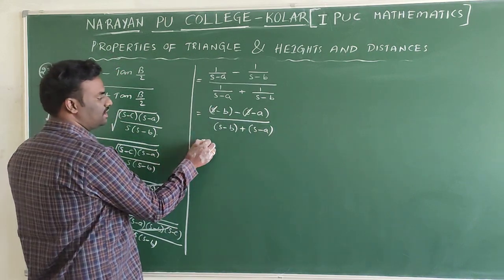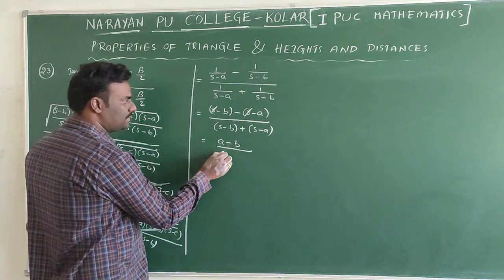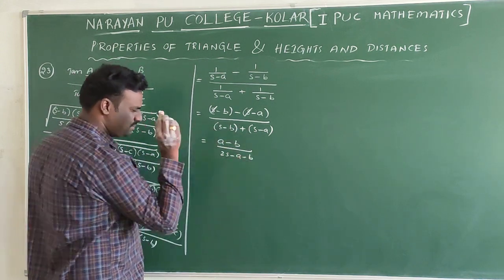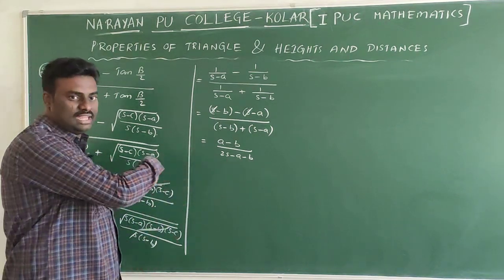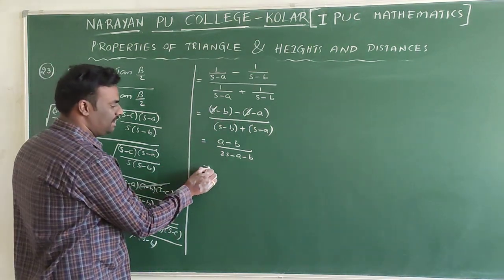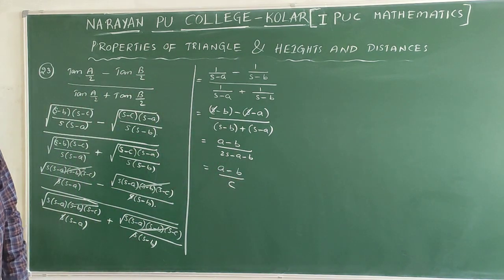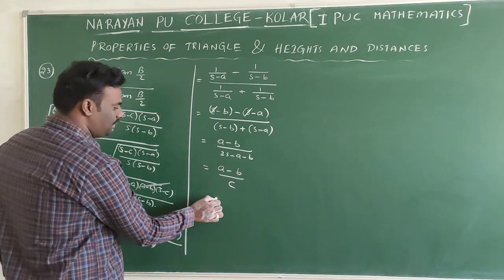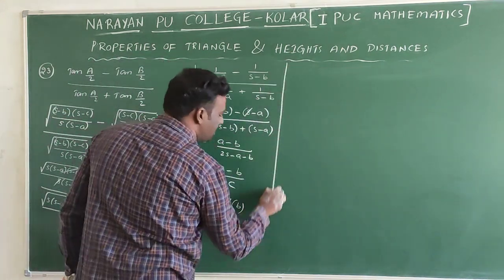So what will you get? A minus B. Here S plus S, 2S minus A minus B. But 2S you can write as A plus B plus C. Now A cancels, B cancels, C is remaining. Therefore the final answer is (A minus B) by C, that is nothing but option B. Option B is the correct answer.